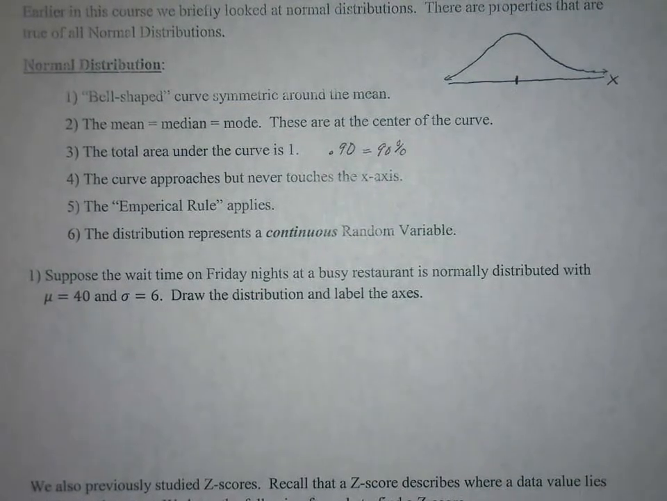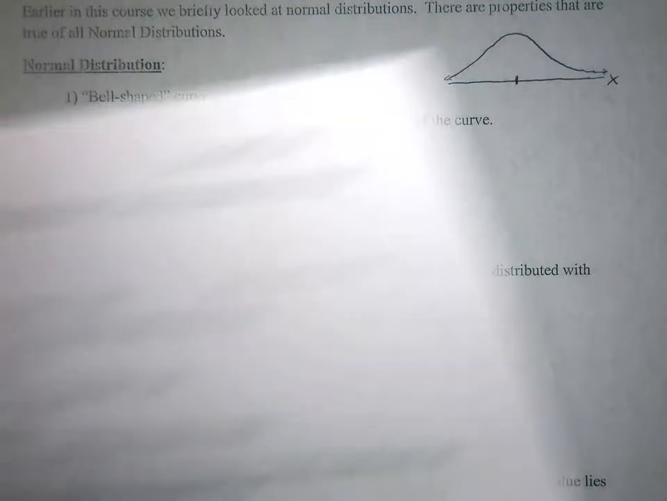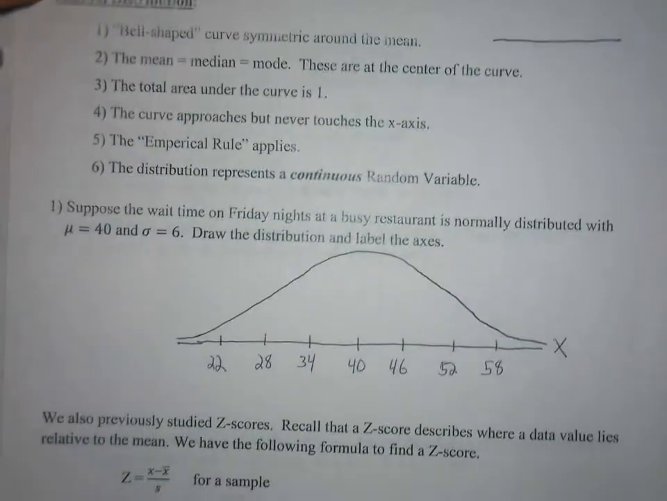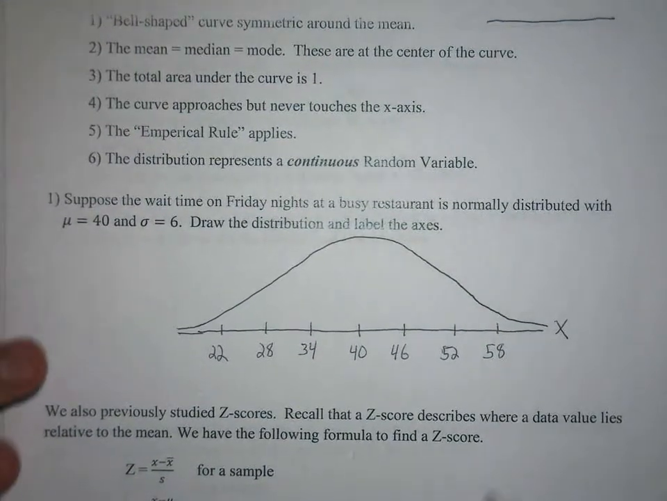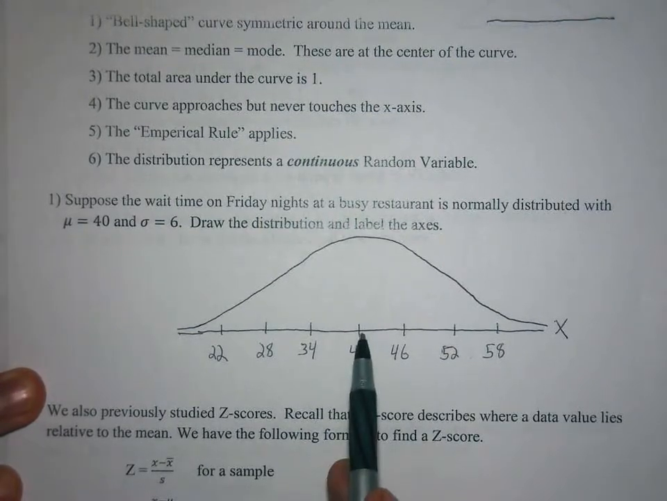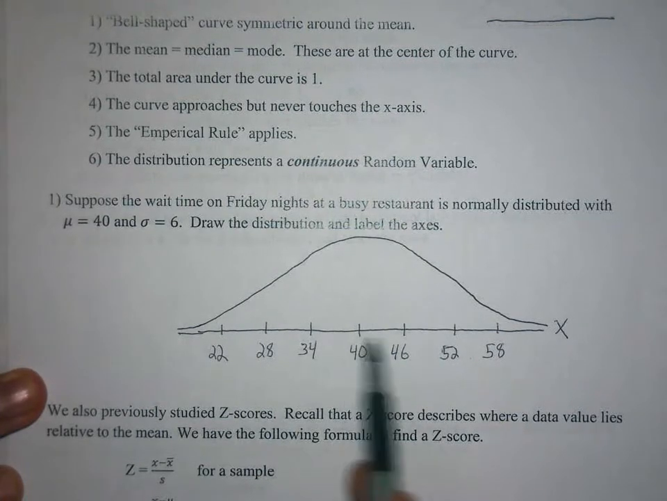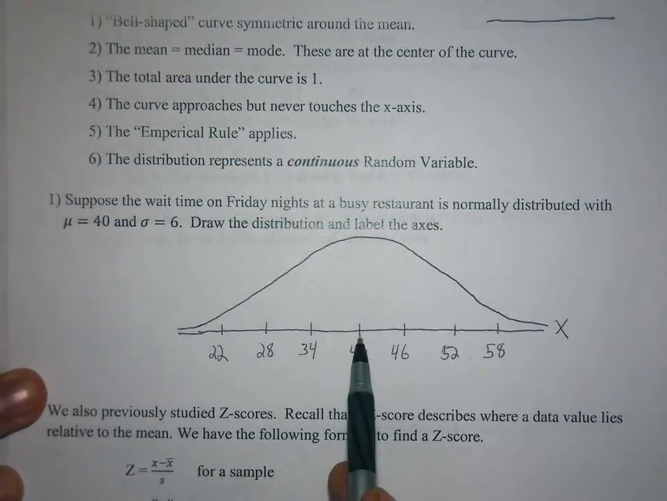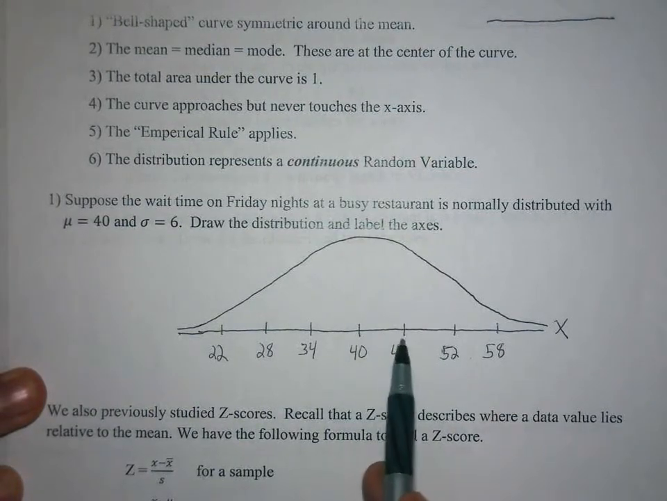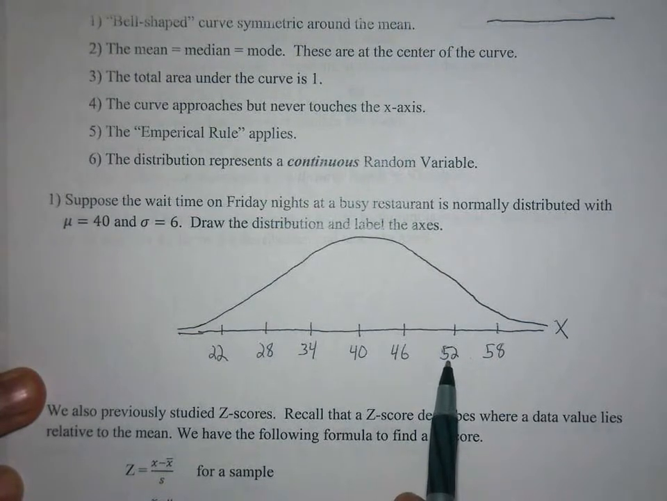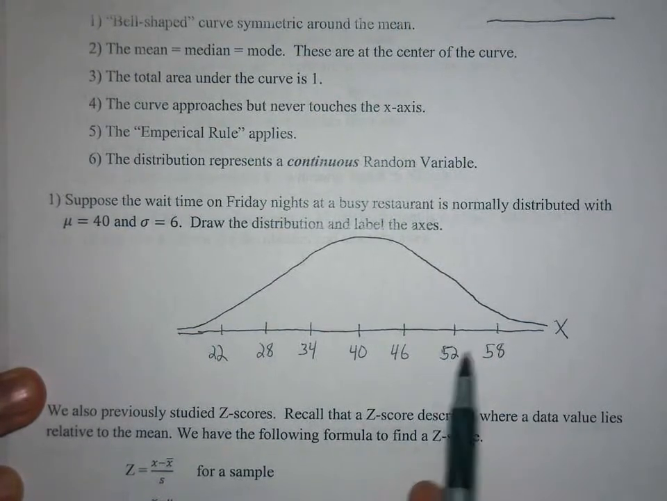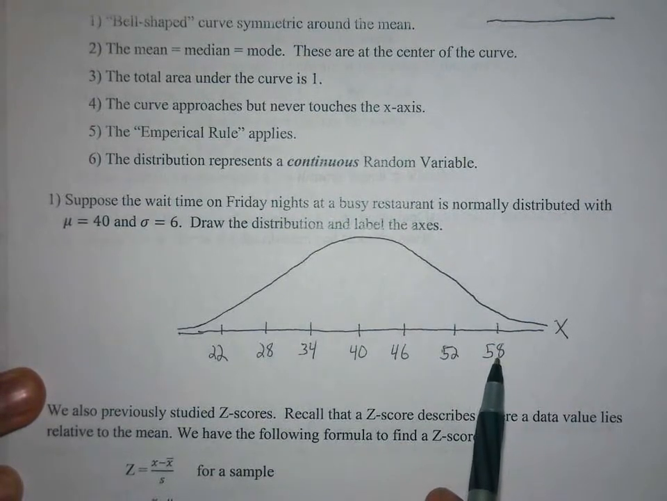Now I already have this drawn out, so it's a little bit neater than what I could do live. You draw the bell curve. 40 is right in the center, that's the mean. And generally, when I say to label the axes, what I want you to look at is going 3 standard deviations above and below the mean. So the first standard deviation above the mean will be 40 plus 6, which is 46. 2 standard deviations above the mean will be adding another 6 to get you to 52. And then 3 standard deviations above the mean will take you to 58.